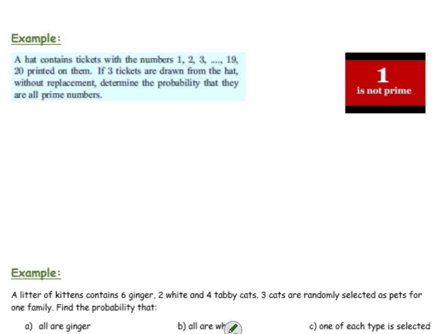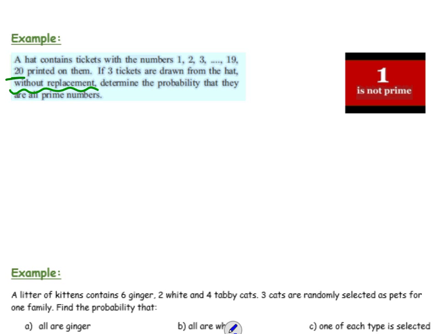A hat contains tickets with the numbers 1, 2, 3, 4, 5, 6, 7, 8, 9, 10, 11, 12, 13, 14, 15, 16, 17, 18, 19, 20. I forget, it includes 20. 20 printed on them. If 3 tickets are drawn from the hat without replacement, again without replacement this time, so the denominator is going to be decreasing by 1 each time, determine the probability that they are all prime numbers. So this is a fair bit more working out, to some extent.